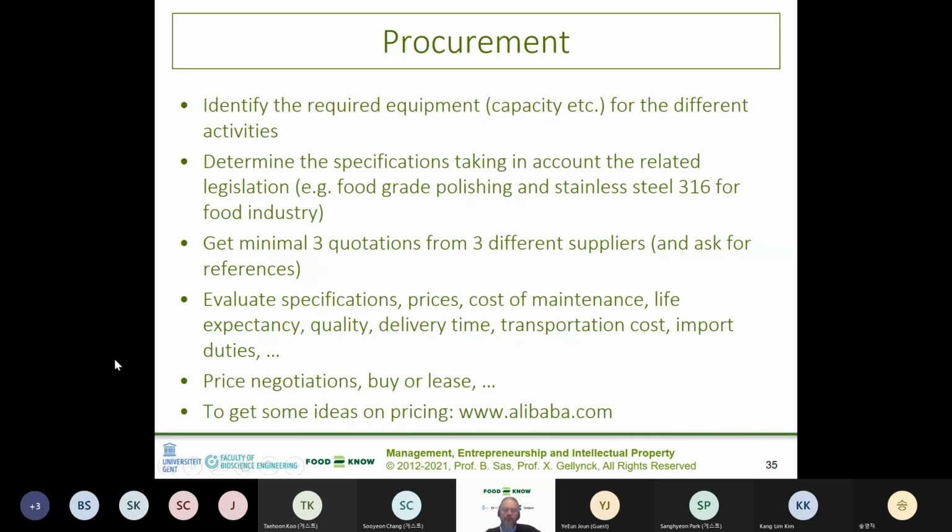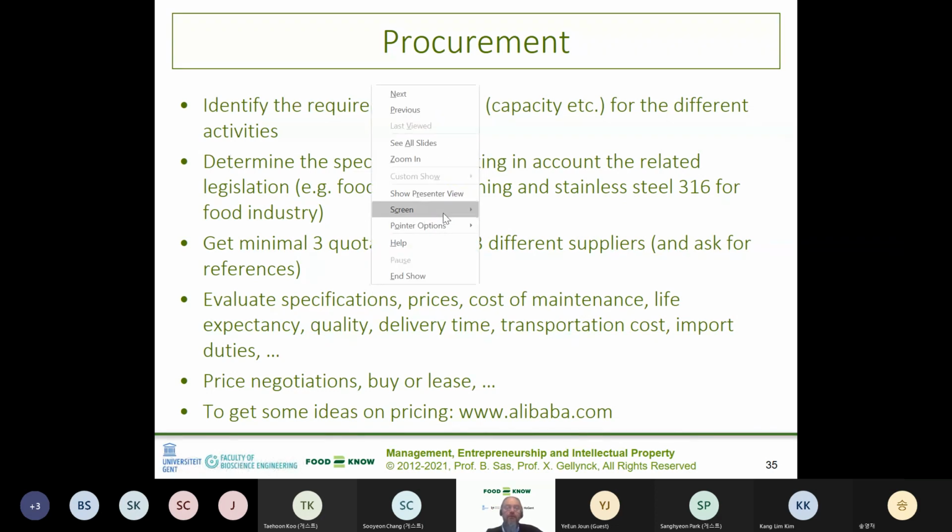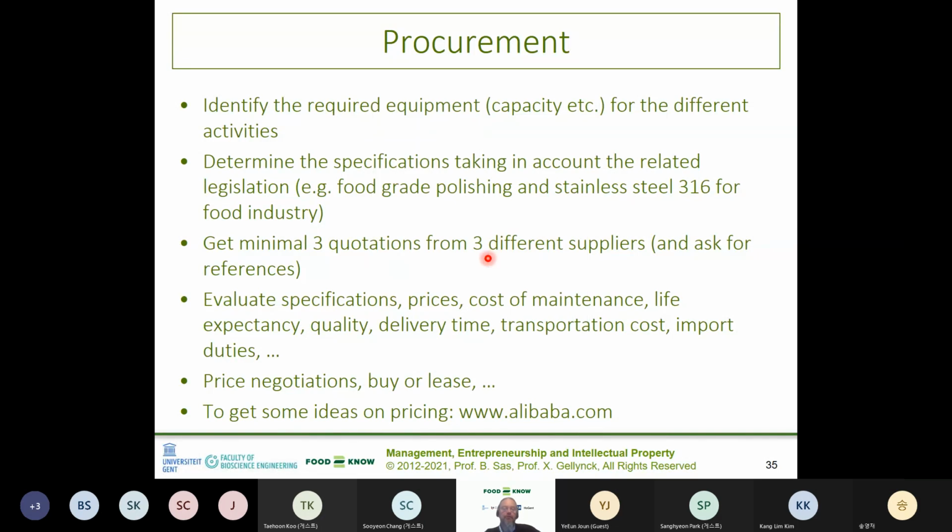So, use my cursor again. Get minimum 3 quotations from 3 different suppliers and ask for references as well, and make sure that you're comparing apples with apples and pears with pears. So make sure you're also comparing specifications of the equipment. Evaluate these specifications, the prices, the cost also of maintenance, life expectancy, the quality of the equipment. Also, if the equipment has all requirements from a legislative perspective.